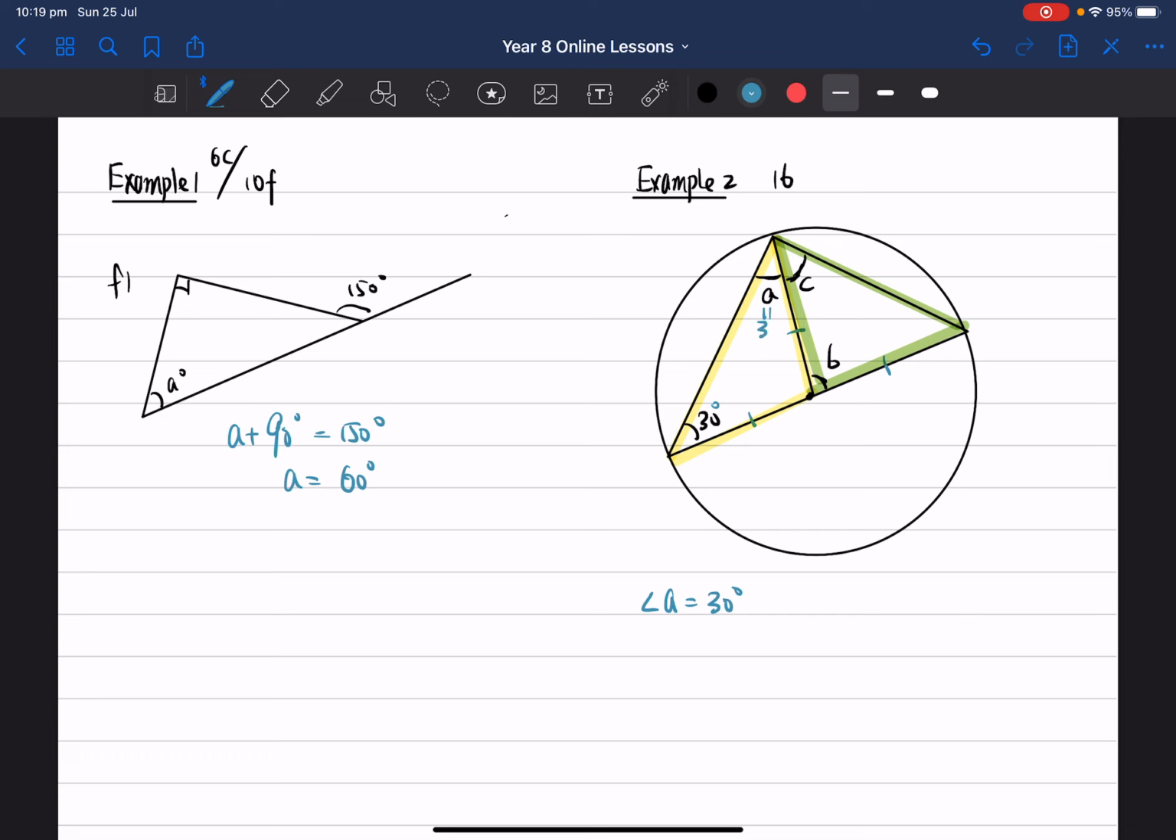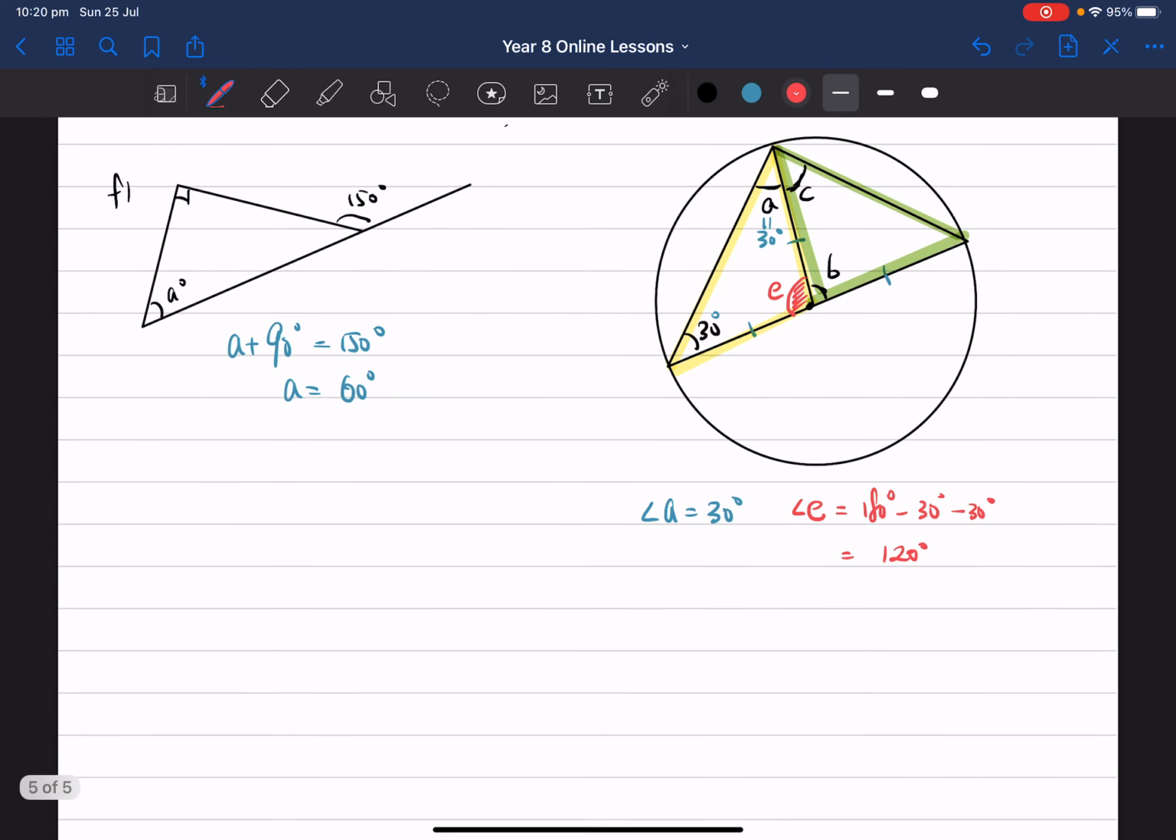Once we know A is equal to 30 degrees, we should be able to find this angle here. We can use the angle sum of a triangle. Let's label this angle as angle E. Angle E is equal to 180 degrees minus 30 minus another 30, which gives you 120. Once we know angle E is 120, we can find angle B, because angle B and angle E join together to form 180 degrees. So that becomes 180 minus 120, which is equal to 60.